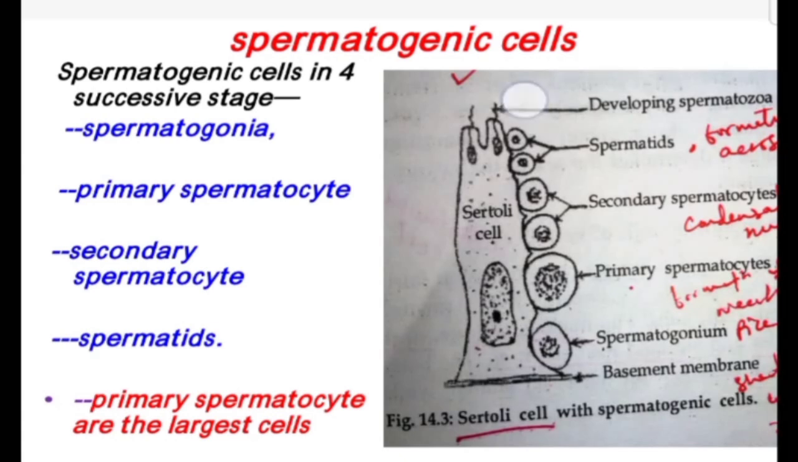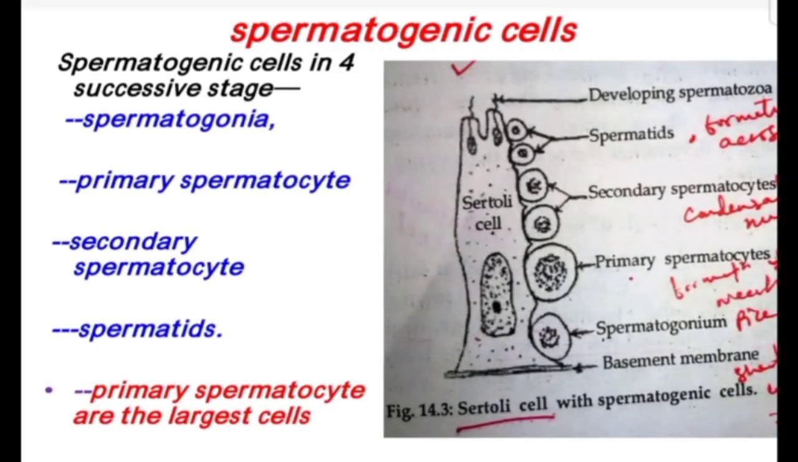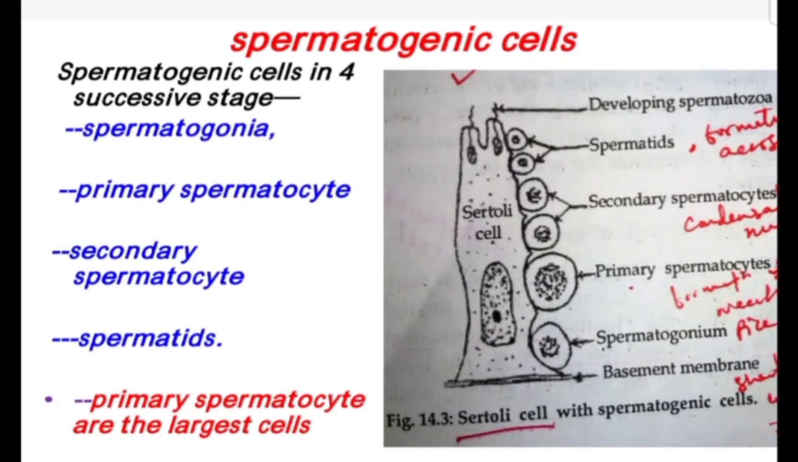And can you see, these are the developing spermatozoa towards the lumen, towards the apical side of the Sertoli cell. There are concavities, and in these concavities are present the heads of the spermatozoa towards the lumen of the seminiferous tubule.